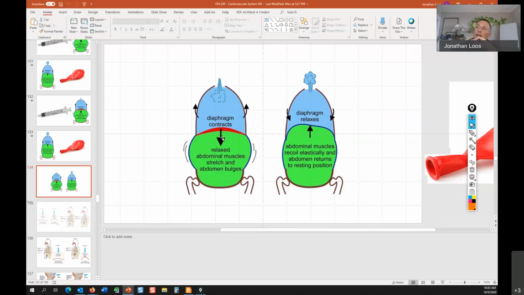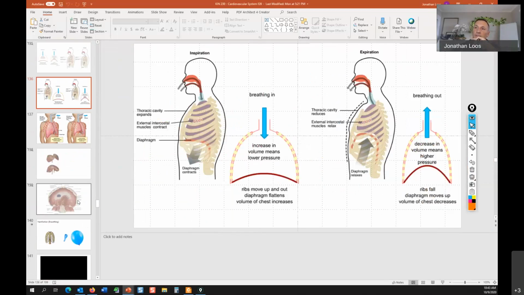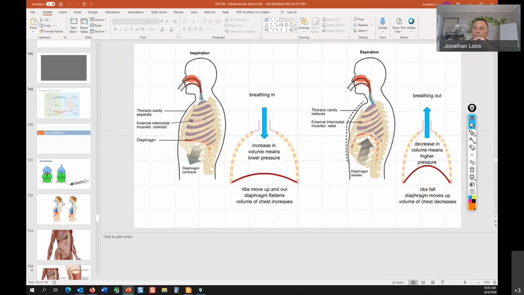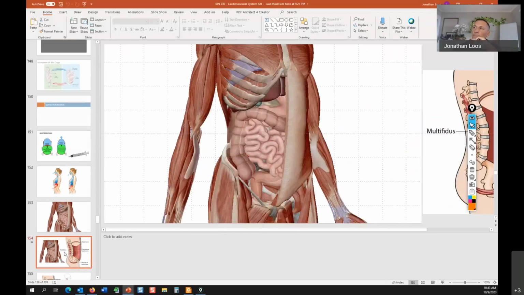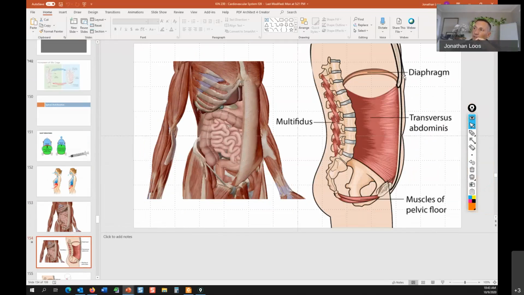But what if the abdominal muscles didn't relax and they maintained a little bit of pressure? We start to get this concept of spinal stabilization. And when we look here at the diaphragm, we have one bowl right here. We have another bowl right there, and then we have this transverse abdominis.